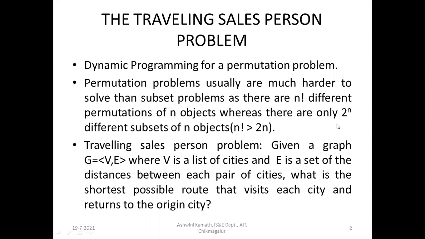For example, if we have 4 cities, the salesperson has to visit 1, 2, 3, 4, then return back to 1. That is the traveling salesperson problem. And here the condition is that the salesperson should not visit a city more than once. He has to visit each city exactly once and return back to the city where he started his tour.